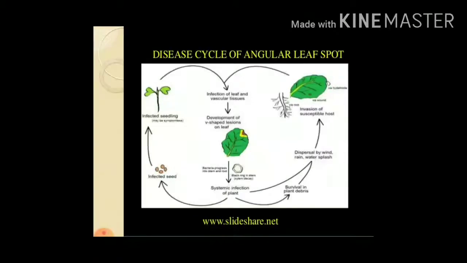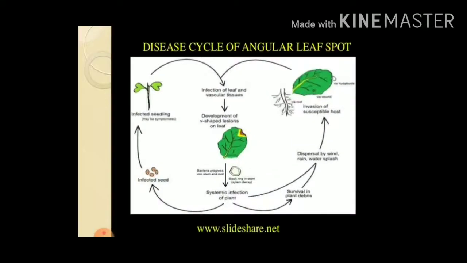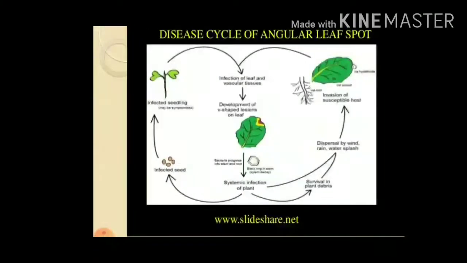The next point is the disease cycle of angular leaf spot of cotton. This looks like a diagram of the cycle.